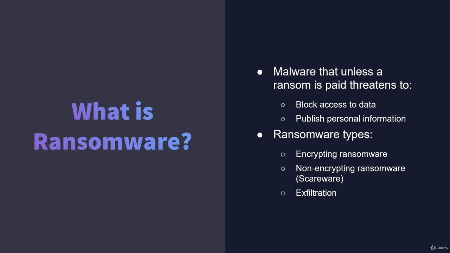Last type is exfiltration or leakware. This type of ransomware threatens to leak online personal data of the victim, such as, for instance, private pictures or private conversations, unless a ransom is paid. However, similar to encrypting ransomware, the victim has no guarantee that the attacker won't leak the data anyway.